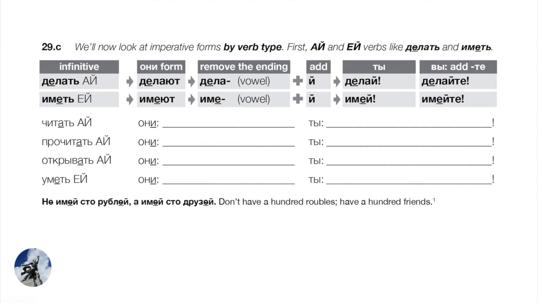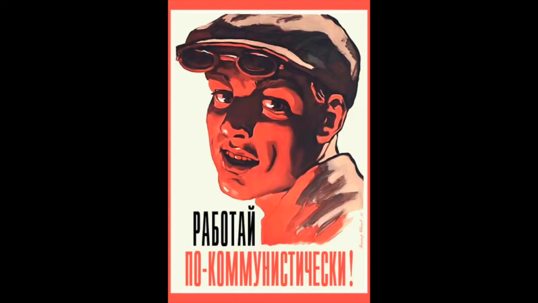Here's a fairly common Russian saying, не имей 100 рублей, а имей 100 друзей, right? Don't have 100 rubles, rather have 100 friends. Here's a poster with an imperative, работай по-коммунистически, work like a communist, right? Work in the communist way, right?